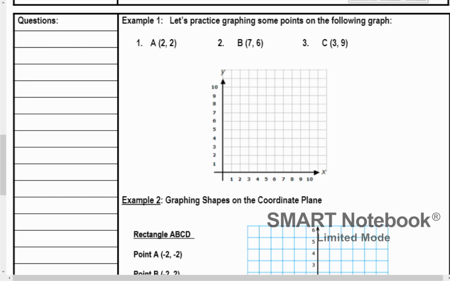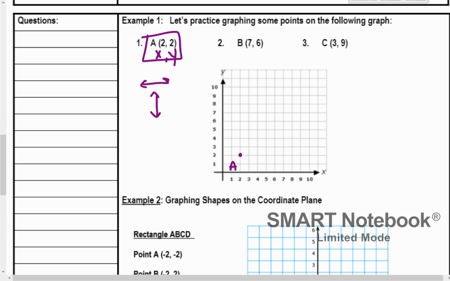We're going to do A in purple. Okay, 2, 2. Remember, it's X first, and then our Y. Okay, so we go left or right, and then we go up or down. So we want to move over to that 2. So we go over 2, up 2. And here's where we put our A.